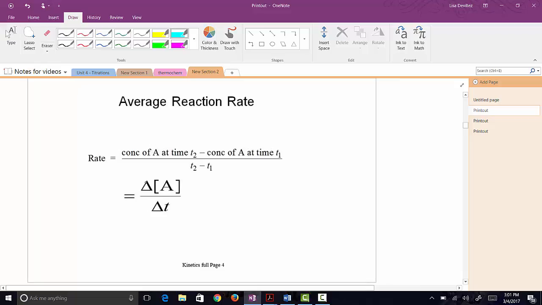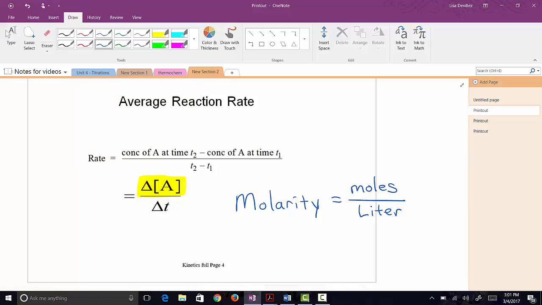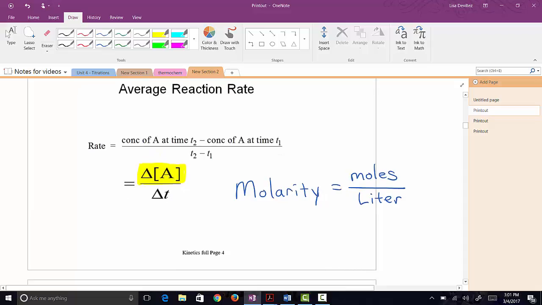Okay, so again, this is just clarifying what we mean when we talk about average reaction rate. Now, remember we did those brackets? That stands for molarity, and remember that we said molarity is equal to moles per liter. And then delta is always final minus initial. So the change in my molarity over the change in time is what we're dealing with when we look at our average reaction rate.